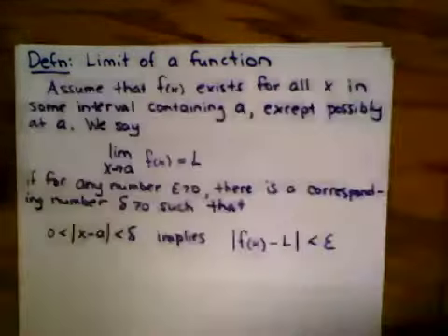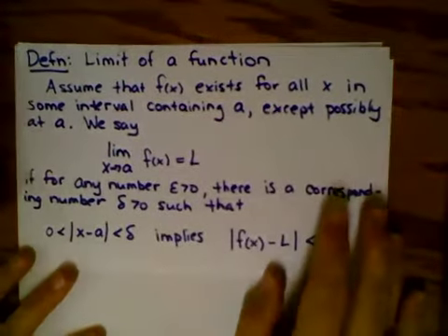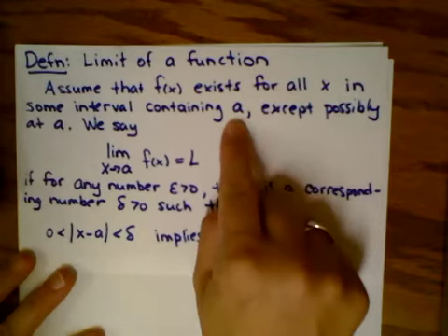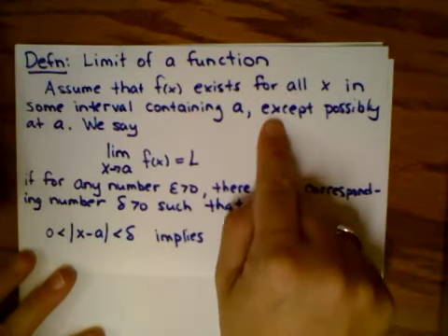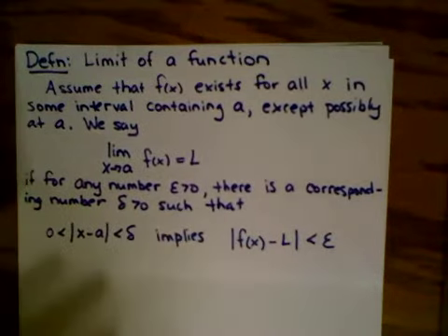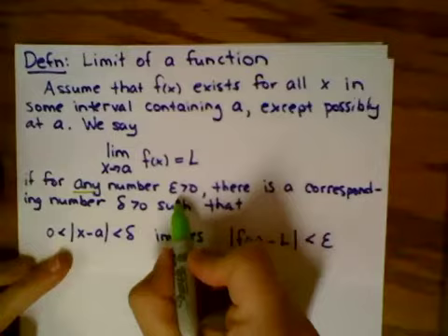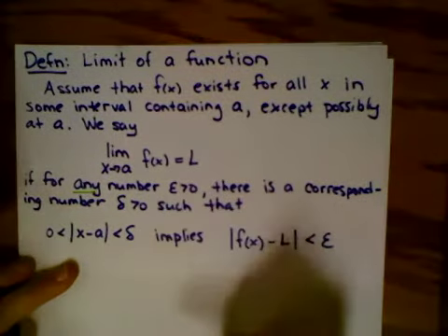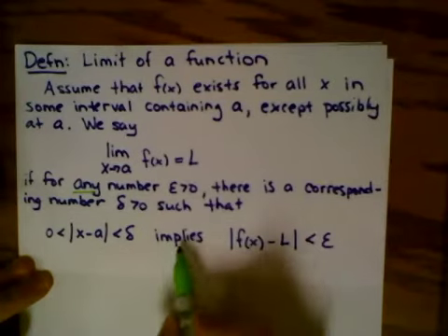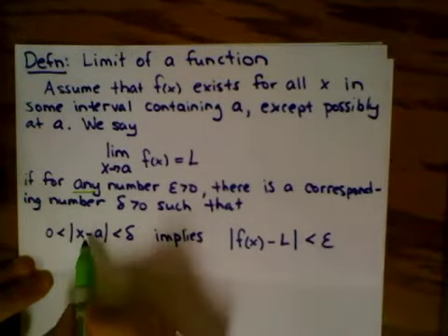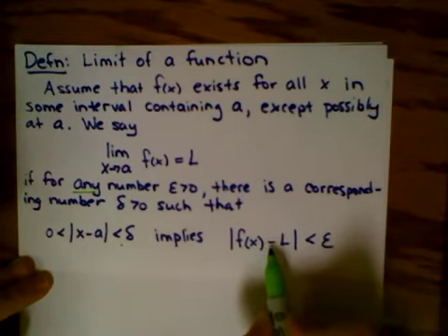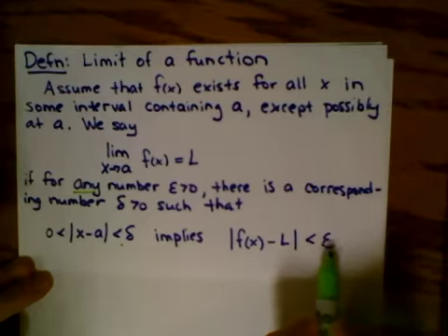And using a very formal definition, like in the picture, we're going to assume that function f of x exists, at least for all x in some interval containing the value a, except possibly at a. We'll use the notation limit as x approaches a of f of x equals L if we can prove that for any given number epsilon greater than 0, there is a corresponding number delta greater than 0, such that this inequality implies this inequality is true. We're going to show the absolute value of x minus a being between 0 and delta will imply that the difference f of x minus L is less than epsilon.